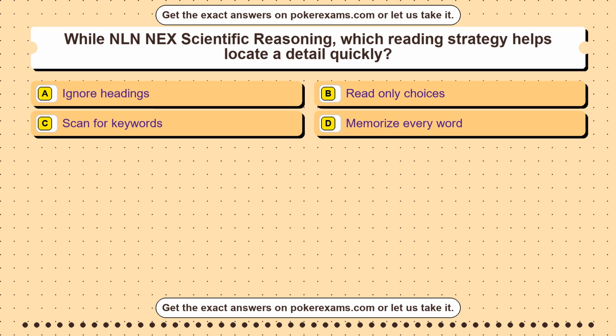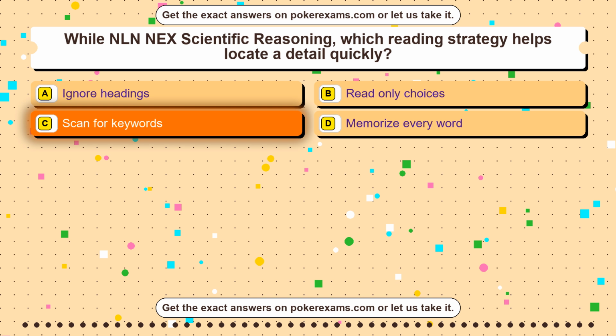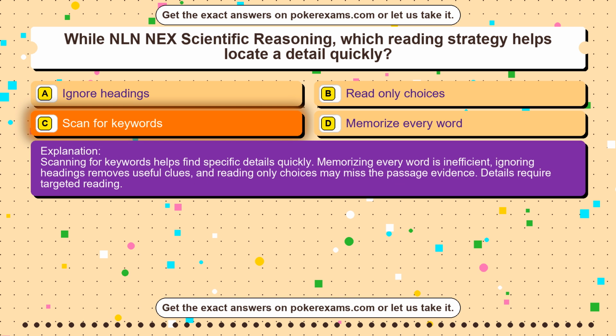Question 7. While GED Science Practice Test, which sentence uses correct subject-verb agreement? Option A, the students are ready. Option B, the student be ready. Option C, the students is ready. Option D, the student are ready. The correct answer is option A. The plural subject students needs the plural verb are. The students is and the student are mismatch subject and verb number. The student be is not standard grammar in this sentence.